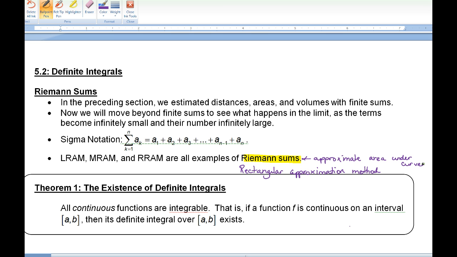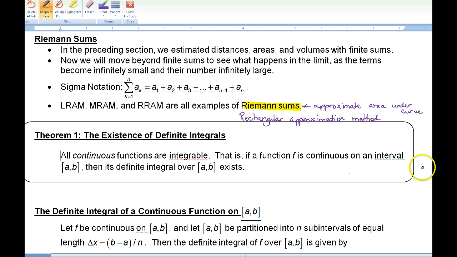Okay. So when we say the Riemann sums, we're just referring to these LRAM, RRAM. Those were approximations for the area under the curve. So what we want to do is find the exact area under the curve. The next class we're going to learn all the formulas. For right now, the formulas we would be using would just be like area of a triangle is 1/2 base times height, or area of a circle is pi r squared.